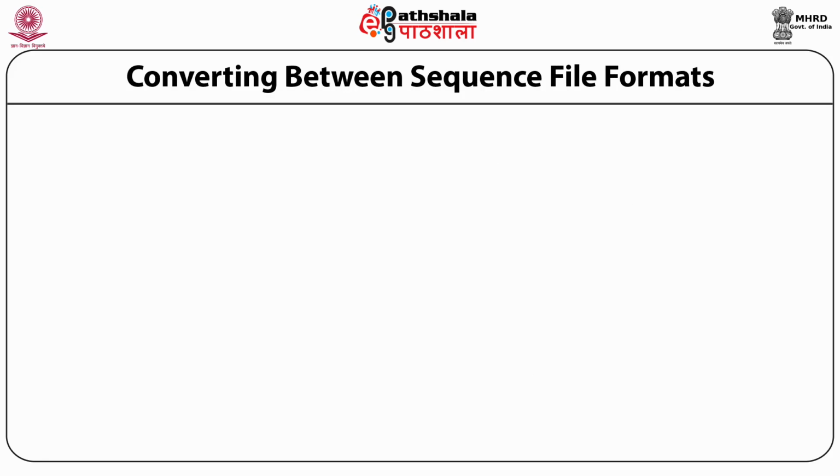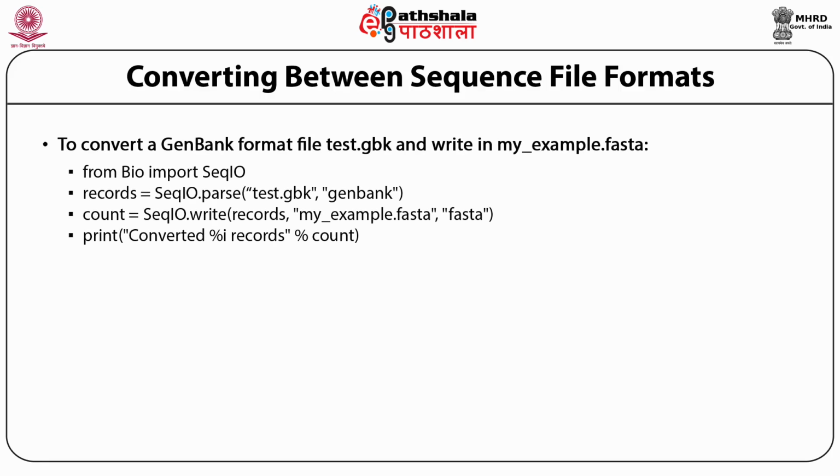Converting between sequence file formats. This is the most often used method. In bioinformatics, we always want to convert sequences to different file formats based on what program we are going to use. BioPython has very useful and very simple modules to perform this task. For example, if I want to convert a GenBank format file named test.gbk to FASTA, it is very simple.